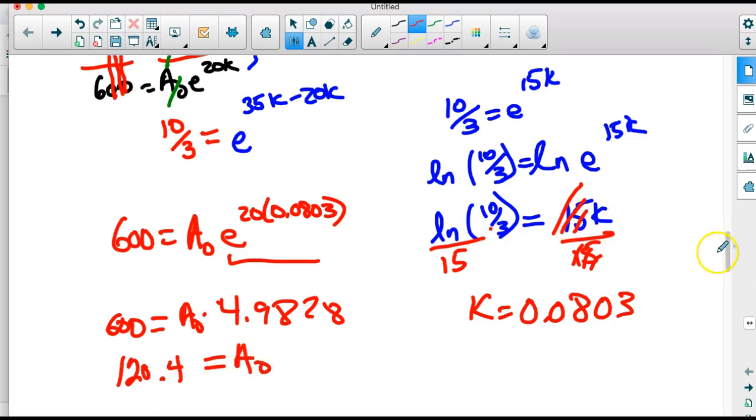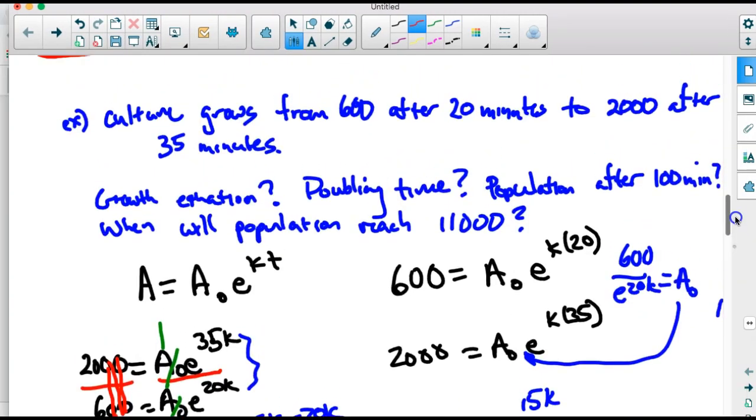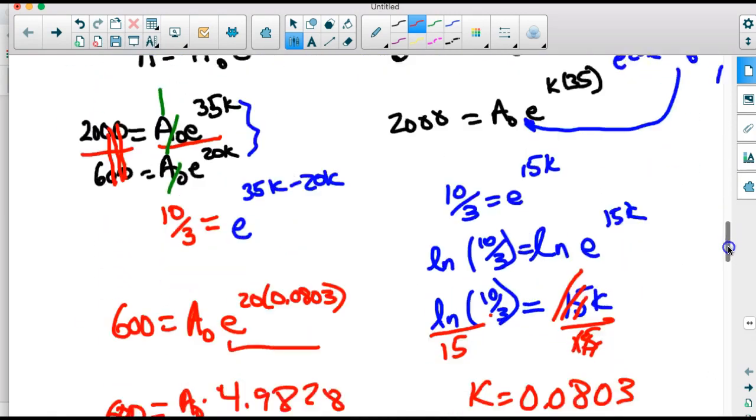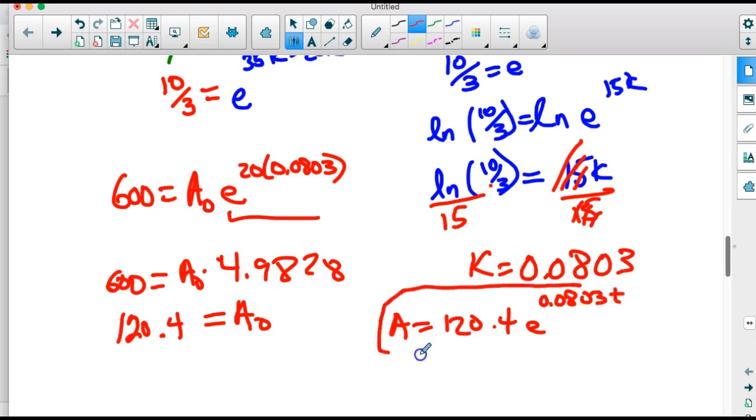Because it's bacteria growing, the population is probably not going to have a decimal in most cases, so we're only going to keep one decimal place here for that part. So my equation basically is going to be A equals 120.4 e to the 0.0803 t. This is my growth equation. My initial value is 120.